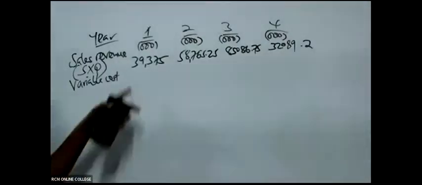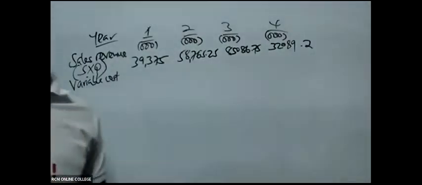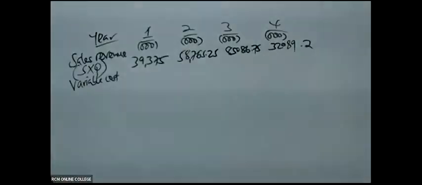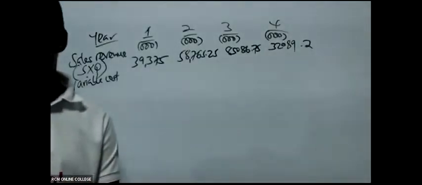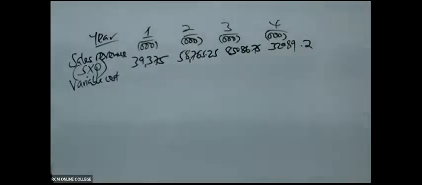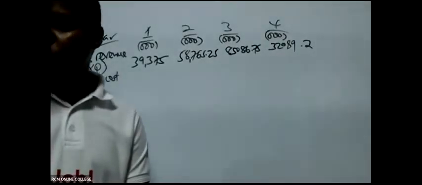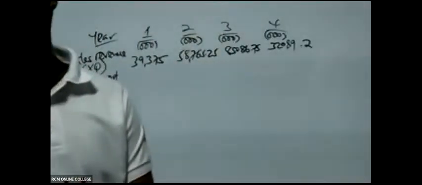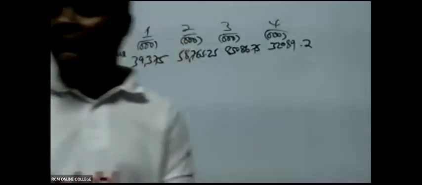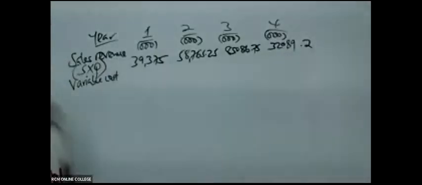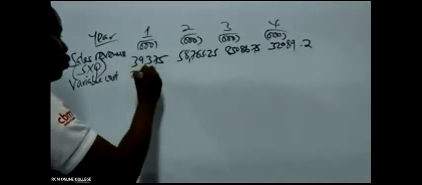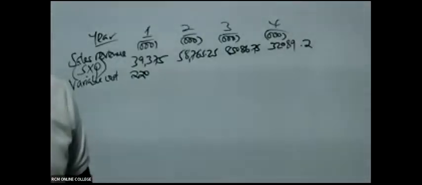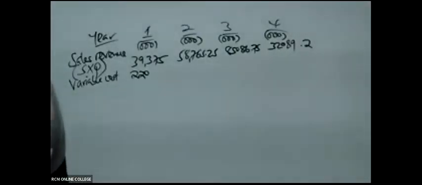So can you give me the variable cost for year 1? What is our variable cost for year 1? No, no, Grace. You need to give me the total. That is per unit, Grace. Whatever you are giving me is per unit. I want the total. You multiply by the volume, you multiply by the quantity. 220, 45.5. 220.